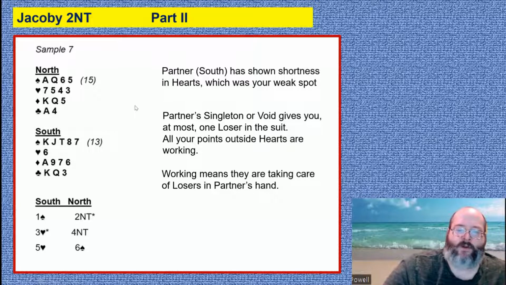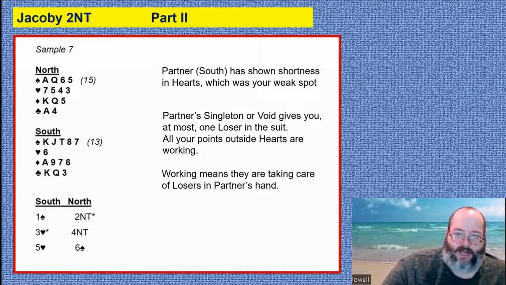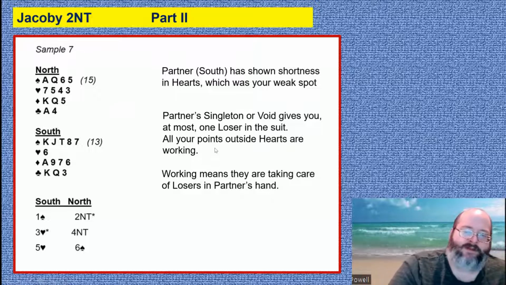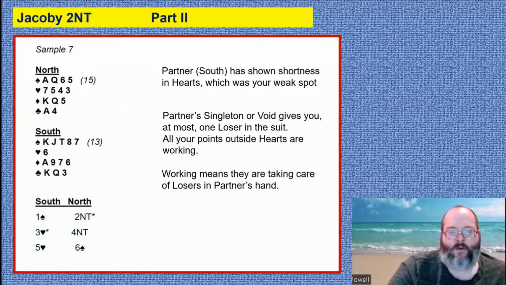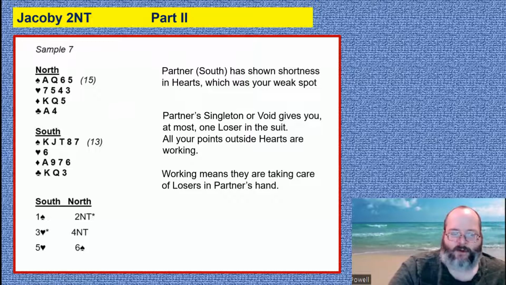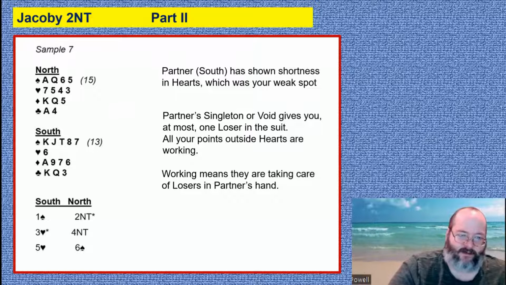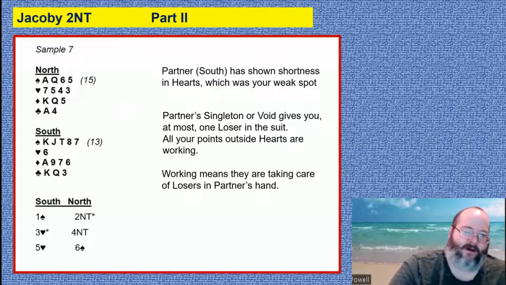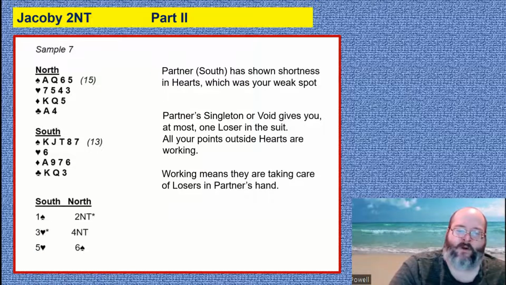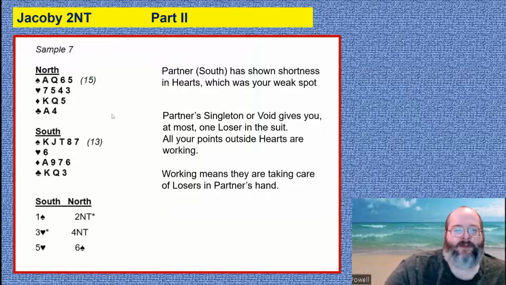So in this case, what we would say is all of your points outside of the heart suit are working, right? So the king queen of diamonds here fits with the ace, right? The ace of clubs fits with the king queen. Having nothing in hearts means that all of our other points are in useful places. They are working for us, right?